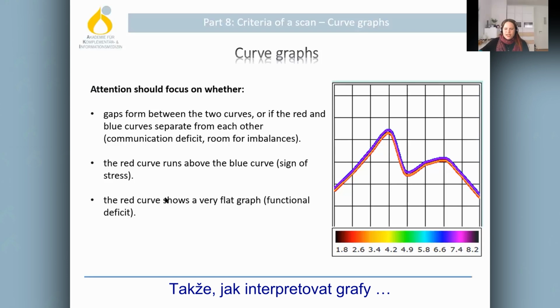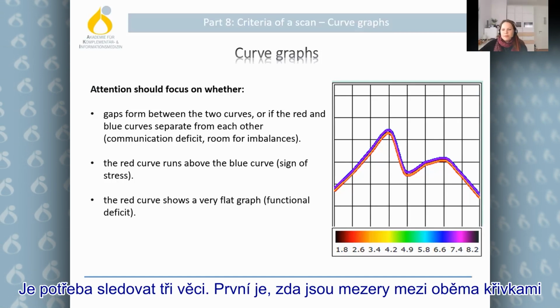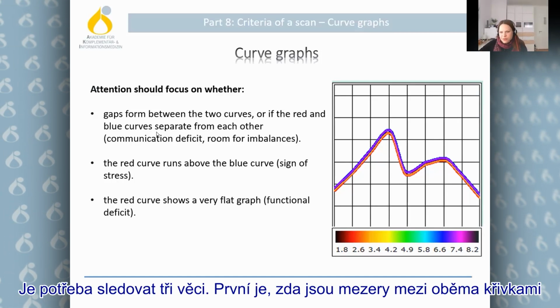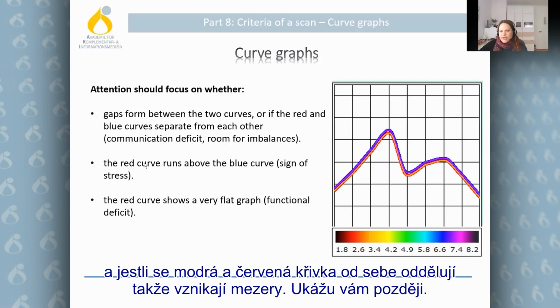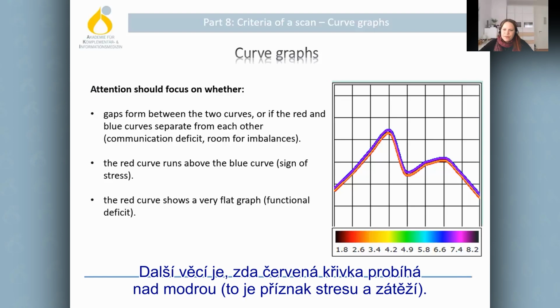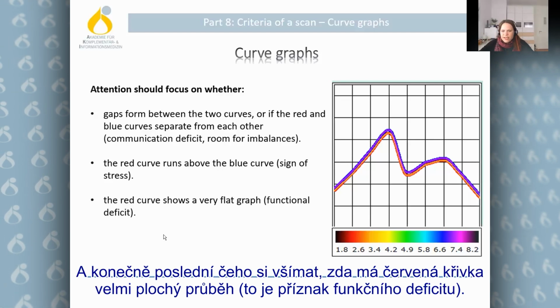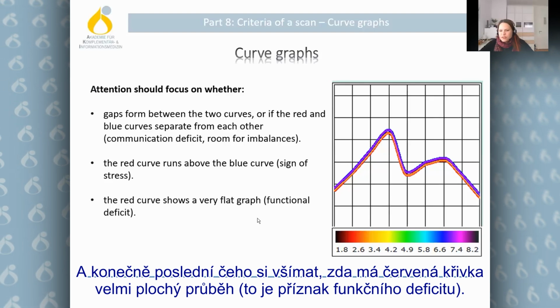So how to interpret the graphs? We really bring it down to 3 points. The first is gaps formed between the two curves, or if the red and the blue curves separate from each other. So you have a spot between the graphs, I will show you. The second is the red curve runs above the blue curve. This is a sign of stress. Or the third, the red curve shows a very flat graph. This is a functional deficit.